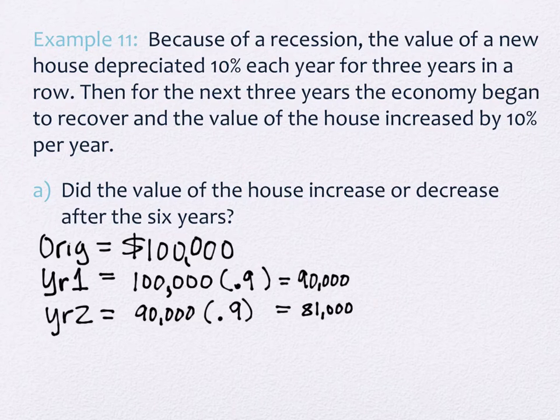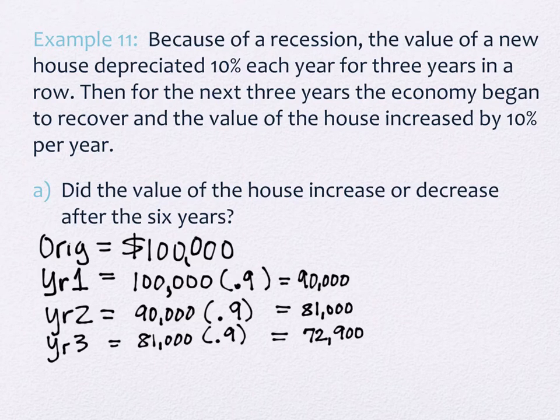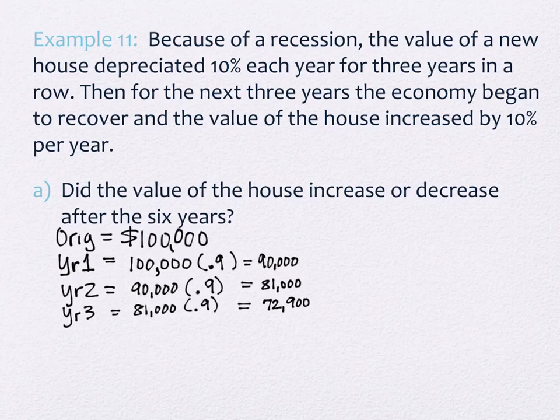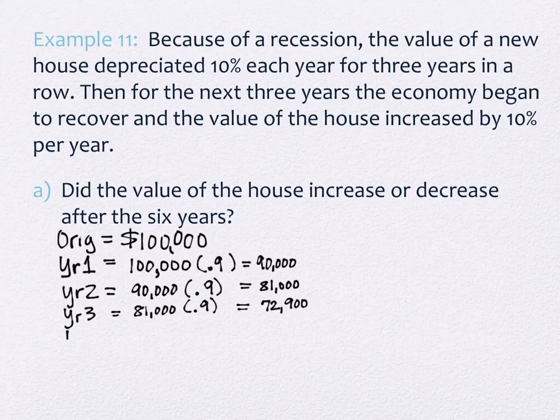One more year of the recession, year 3. $81,000, and it goes down by 10%. Do you have it? Go ahead, Ariel. 72,900. Okay, good. 72,900. Okay, so obviously after those 3 years, it's not good. Lost a bunch of money. The next 3 years, it's supposed to go up, right?